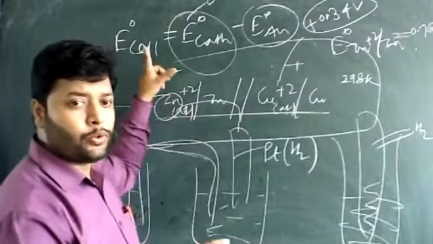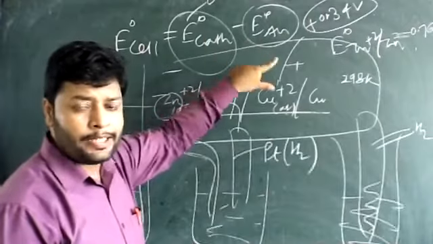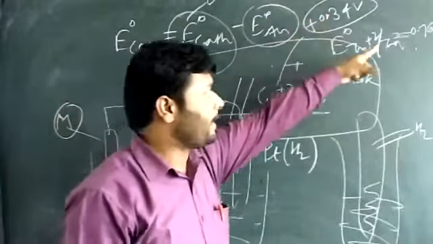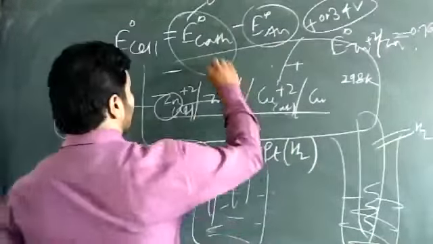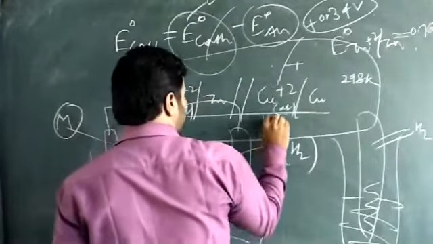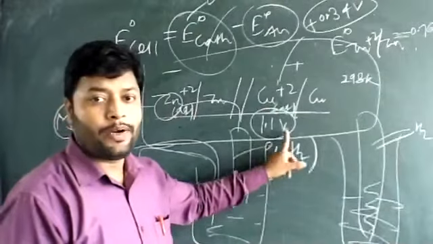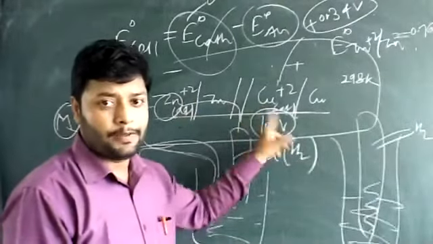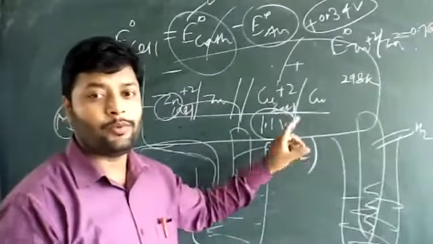And when we calculate the E0 cell for this Daniell cell, cathode minus anode will give you the value of 1.1 volt. This 1.1 volt value is only for the Daniell cell, only for this electrode couple.